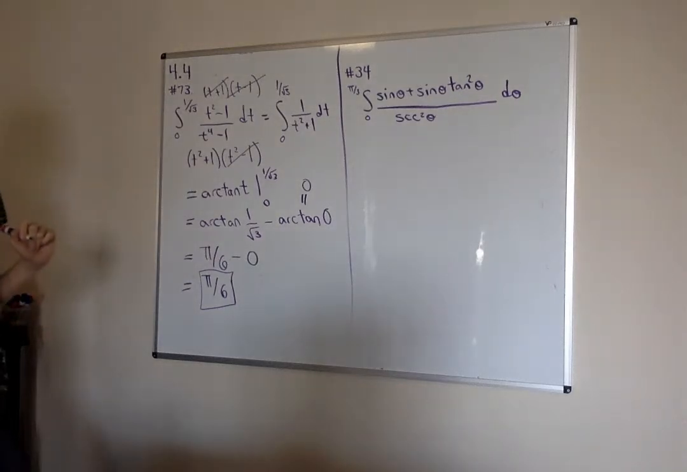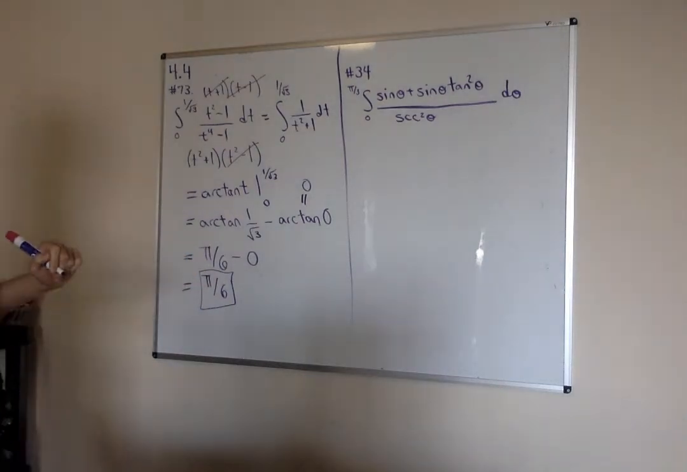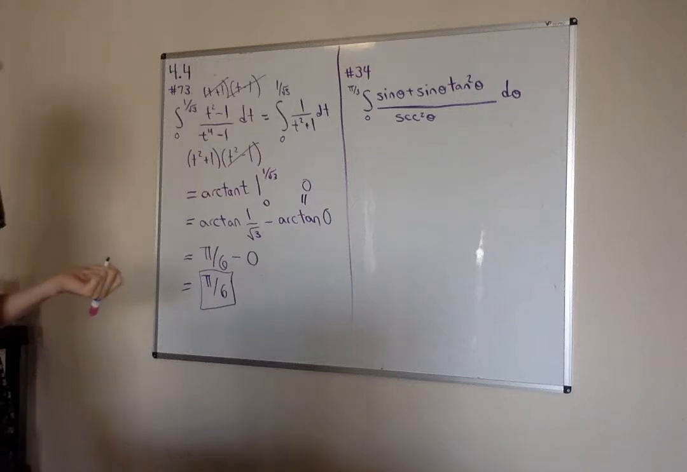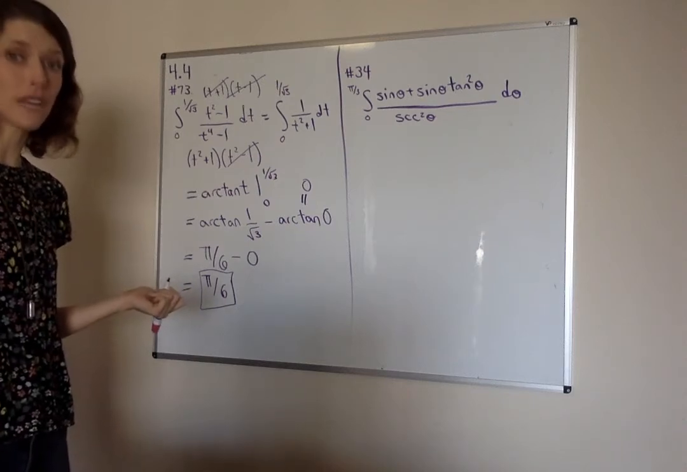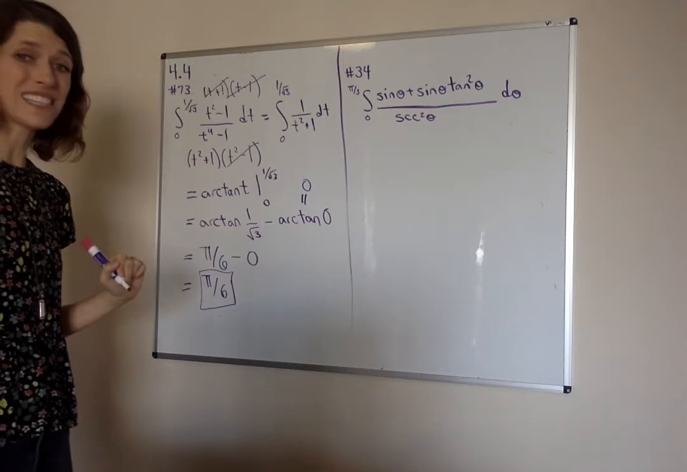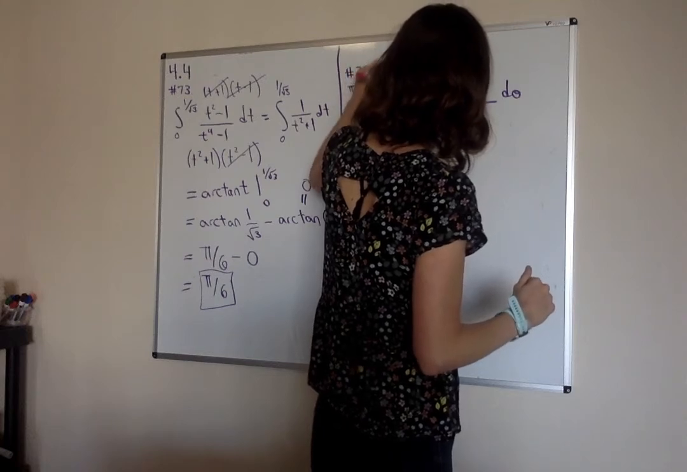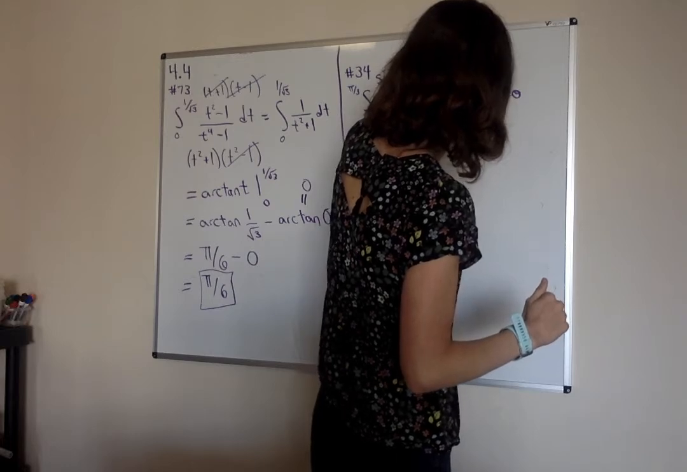Looking at number 34, I have a bunch of functions, and they're all trig functions, and they're being divided, and the sad thing is that I don't have a quotient rule or a product rule or anything that I could use to work with those. So what I need to do is make it look like something I can take the integral of. And the best way of doing that is by trying to apply a trig identity. So I'm going to start by factoring out this sine term that's appearing in both of these places. This becomes sine theta times 1 plus tangent squared theta.